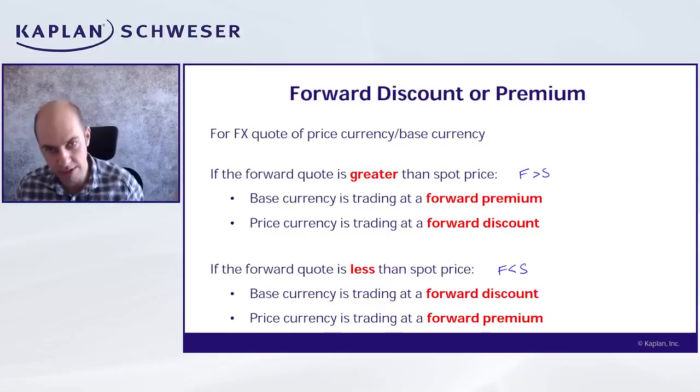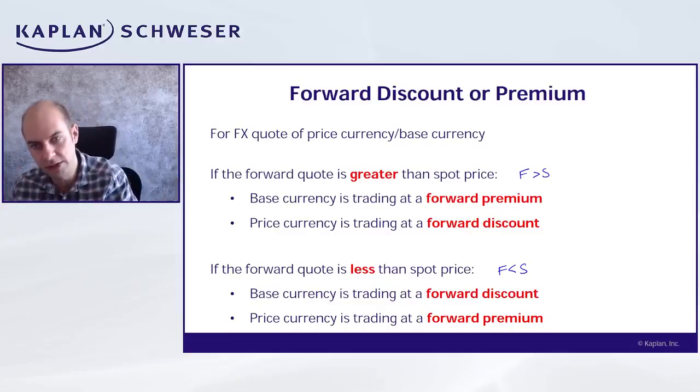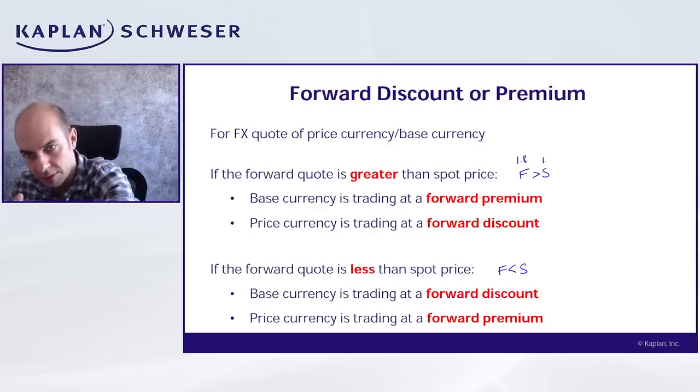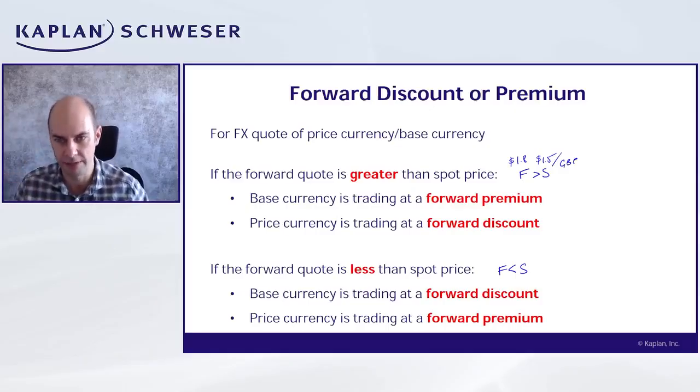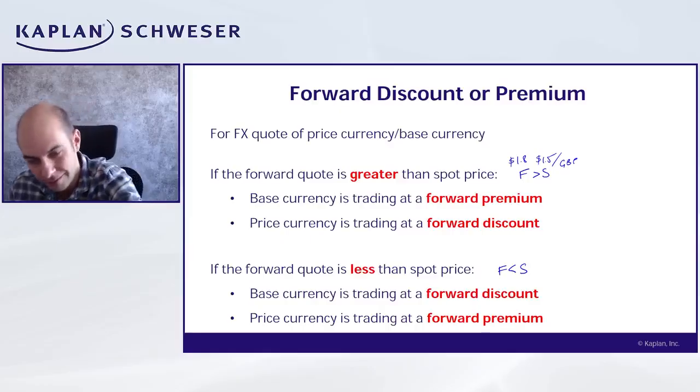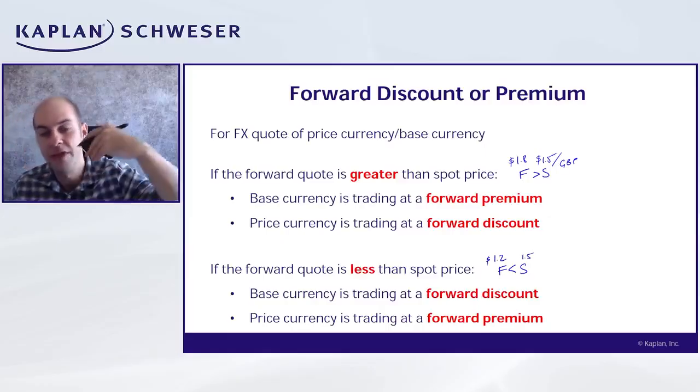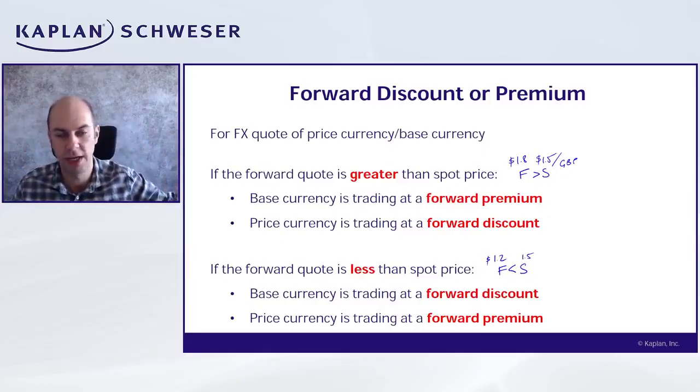If you try to memorize too many things, you're risking not memorizing anything at all. So you're going to always focus on the base. If the forward is above the spot, the base is trading at a premium. So for example, this number could be 1.8, this number could be 1.5. If it was dollars over pound, that means that the base, the pound, is trading at a premium. If here this number was $1.2 per pound and this number was 1.5, then the base, the pound, is trading at a discount.